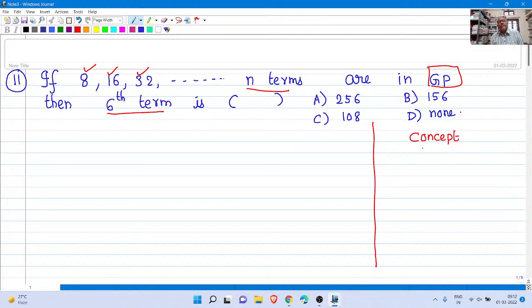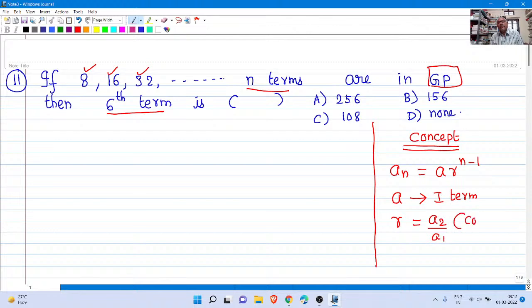So what is the concept to be used here? Nth term of the geometric progression. Nth term of geometric progression is a multiplied with r to the power of n minus 1. So a stands for first term, r stands for common ratio. That is nothing but a2 by a1. Common ratio.